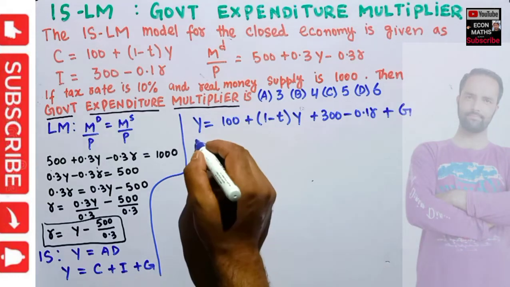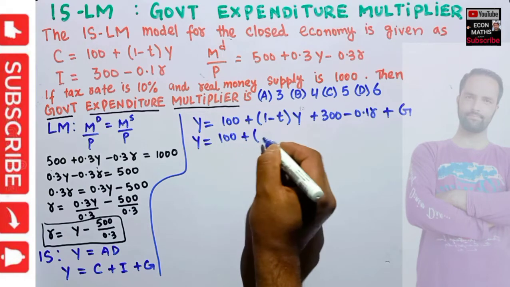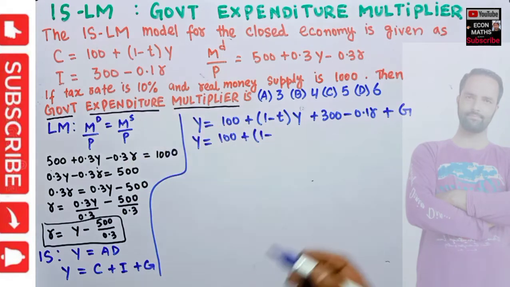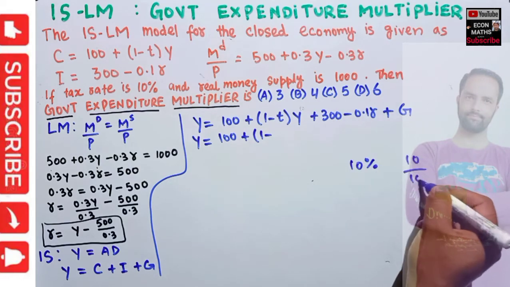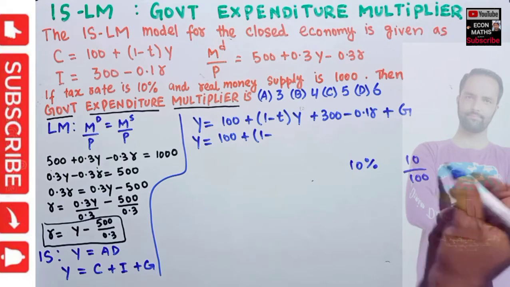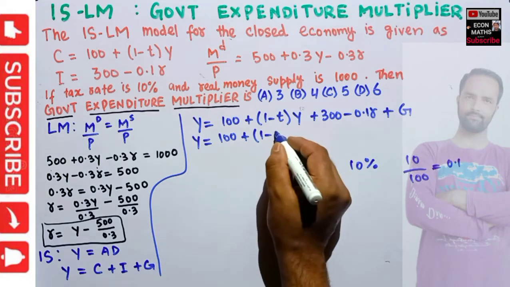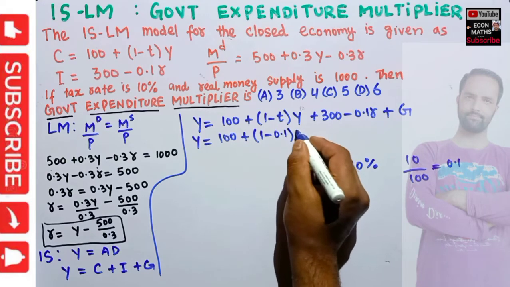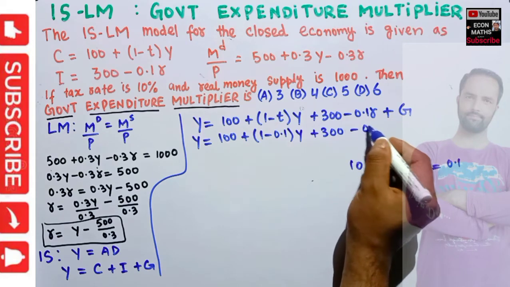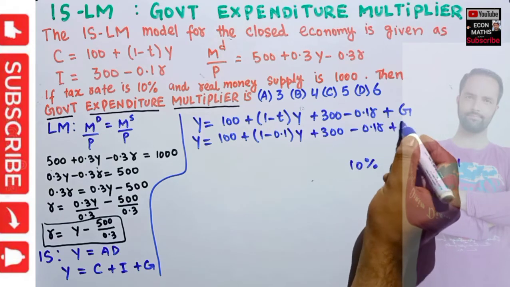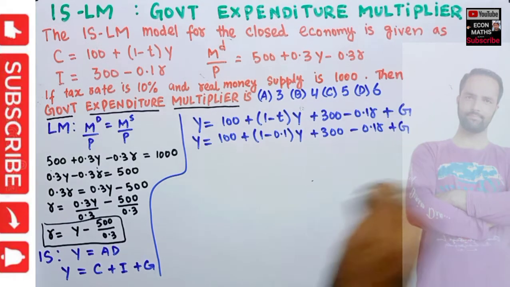Okay, now just plug the values. We have 100 plus 1 minus tax rate, which is given as 10%, and 10% in fraction we can write as 10 upon 100, or simply 0.1. So in place of t I will write 0.1 times y plus 300 minus 0.1 r plus g. Okay, so we are just deriving the LM equation here.